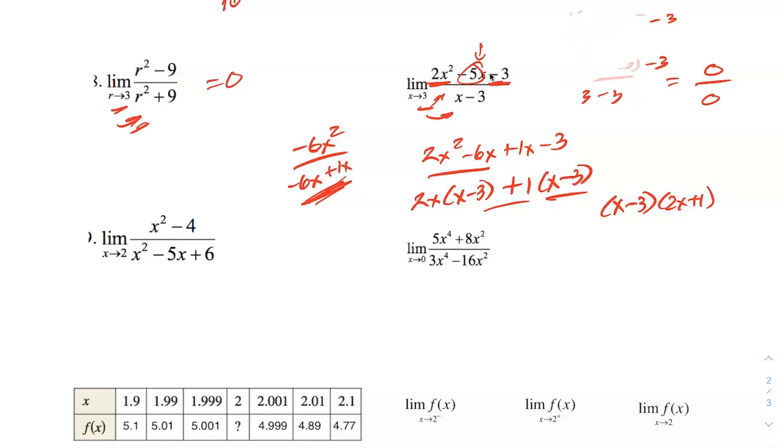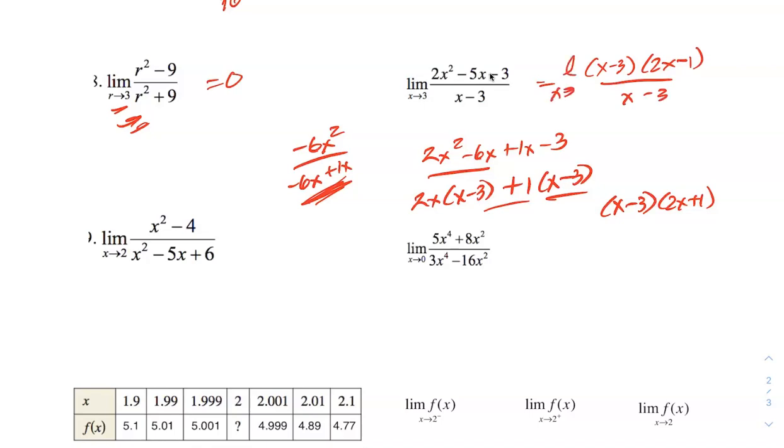Now that it's all factored, go back here and rewrite it. This is x minus 3 times 2x plus 1 over x minus 3. I shouldn't forget the limit as x approaches 3. So I plugged in, I got 0 over 0, and now I had to fix it, so I factor the top. Now these cancel out, and I get the limit as x approaches 3 of 2x plus 1. And now it's an easy problem, you just plug it in. 2 times 3 plus 1, so 6 plus 1 is 7. That's my answer there.